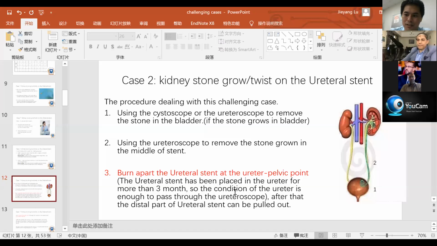I agree with you, Dr. Lu. It's very helpful. Flexible ureteroscopy is very helpful in such situations, and you can save multiple procedures for the patient. Any further questions?